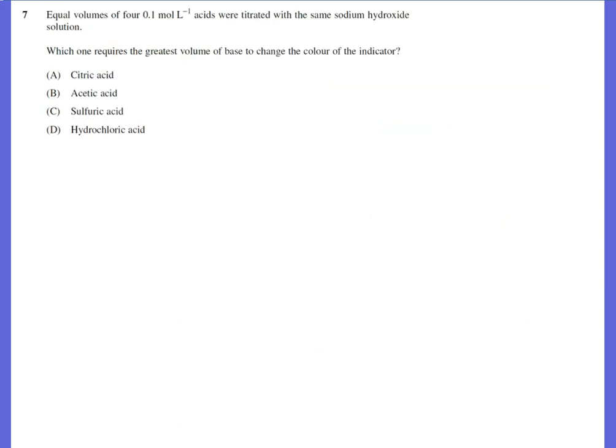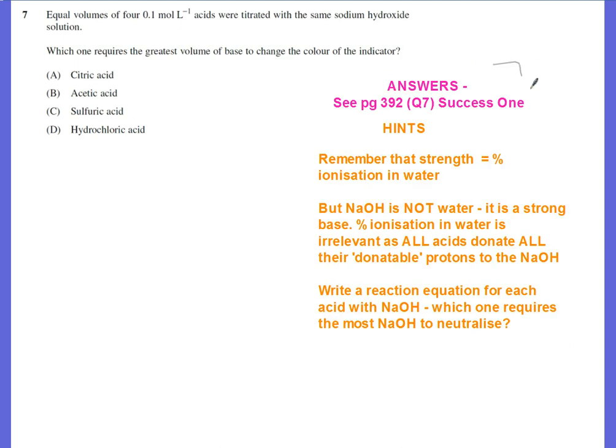Alright, next question. You've got equal volumes of 0.1 mole per liter acids that are titrating with sodium hydroxide. Which one requires the greatest volume of base to neutralize? Have a go, press play again when you're ready to check your answers or get some hints. The answers are on page 392 of Success 1. It's question 7. Some hints.